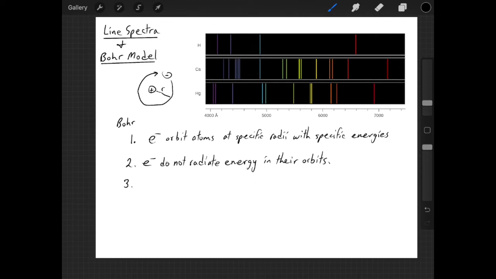And the third point that he worked out, and that, to be fair, Balmer also kind of worked out, is that energy is absorbed or emitted from an atom when an electron jumps into a different orbit. And that energy is absorbed or emitted as a photon.